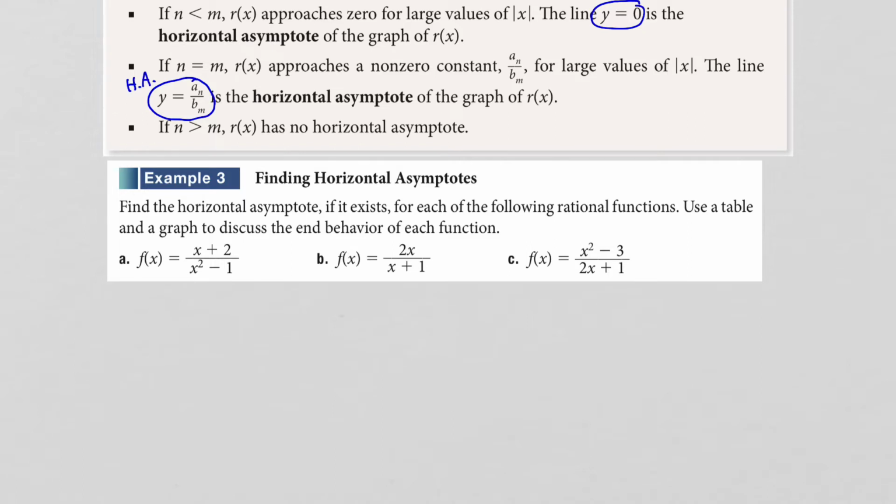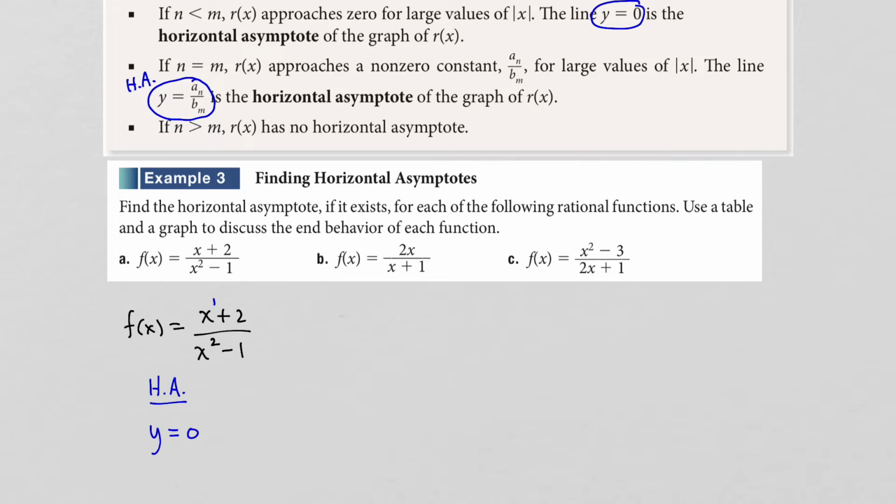So in the first example, we have f of x is equal to x plus 2 divided by x squared minus 1. Notice that x plus 2 is x to the first power plus 2, and then we're dividing that by x to the second power. So in this one, the degree of the denominator is larger than the degree of the numerator. And so the horizontal asymptote here is going to be y equals 0.